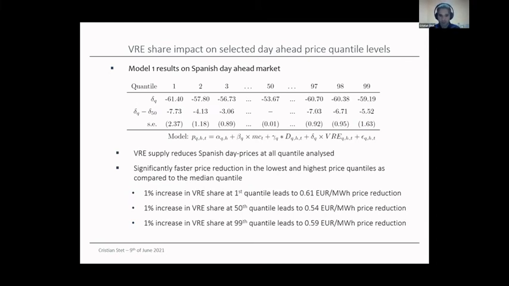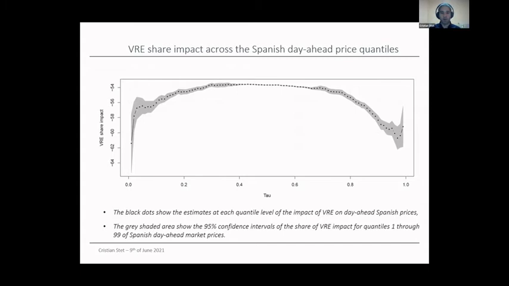We see that on average, renewables are reducing prices by 0.54 euro per megawatt-hour with each 1% increase in share in the power mix. And when you go towards the extremes, it decreases much more, but not as much as in the German power market. The picture compared to the one for Germany looks like this. We still have the same type of pattern, but it is not as pronounced on the edges as in the German power market.